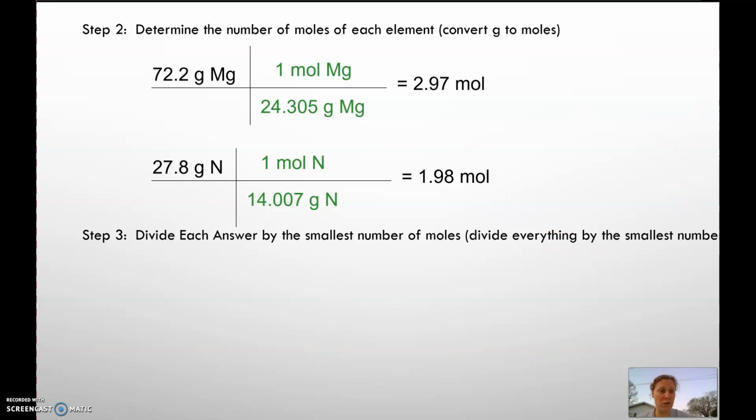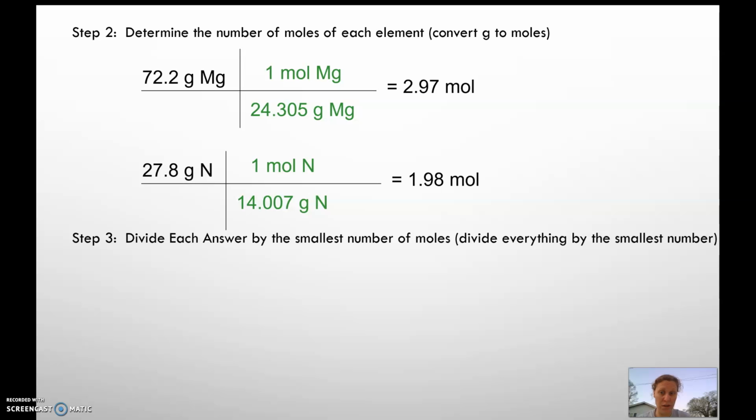It should say divide each answer by the smallest number of moles. So you have your 2 mole answers, and you divide everything by the smallest number, which is 1.98, because it's a mole ratio. So you divide them both by 1.98 because that's the smallest number. 2.97 divided by 1.98 is 1.5. 1.98 divided by 1.98 is 1.